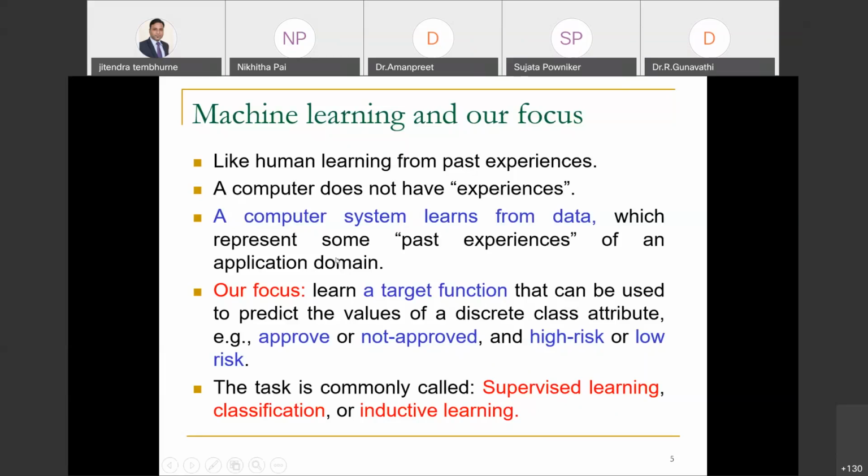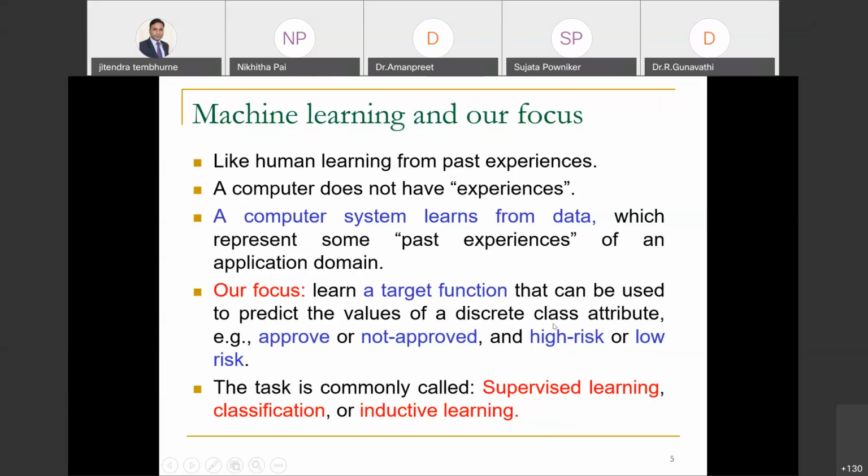Fine. So here, when we are talking about machine learning, we are thinking that the computer has a brain. To have that brain, we have a model, and for that model we give an enormous amount of data. Through that enormous amount of data, the computer needs to understand, the model needs to learn. So our focus has to be to learn a target function, which we use to predict the value of a discrete class attribute.